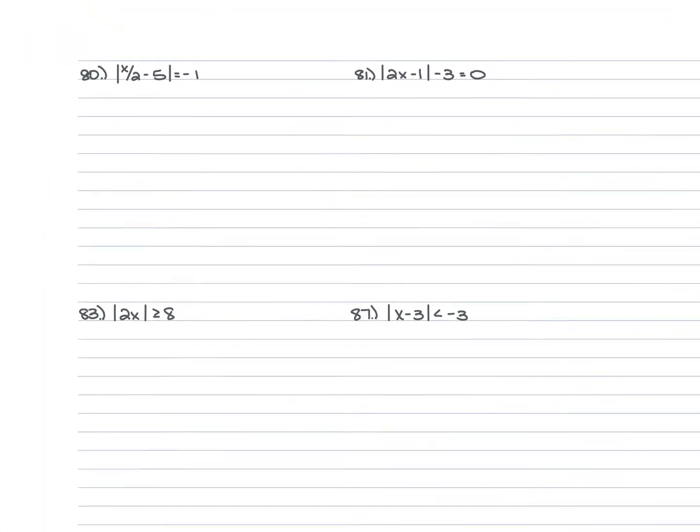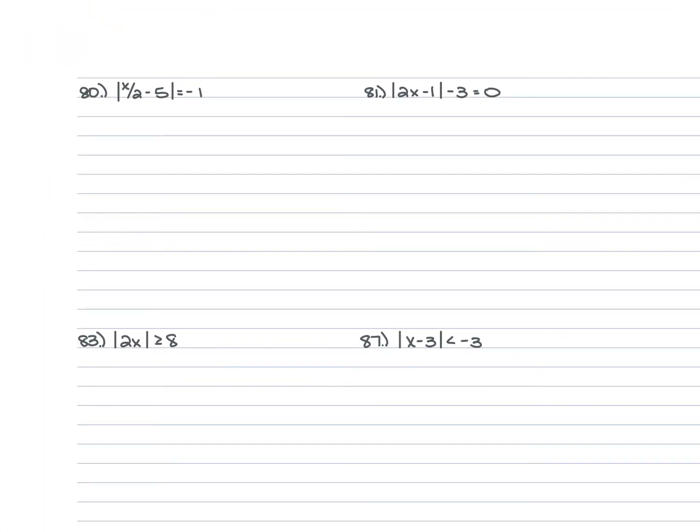All right, so 80 is the next one we're going to look at. We have the absolute value of x over 2 minus 5 is equal to negative 1. Think about this before you even do anything. The absolute value of anything, is it able to be equal to a negative number? So it's no solution, an empty set. So remember, if the absolute value is isolated and it's equal to a negative number, automatically no solution. It's the same thing. You can give me no solution instead of an empty set.